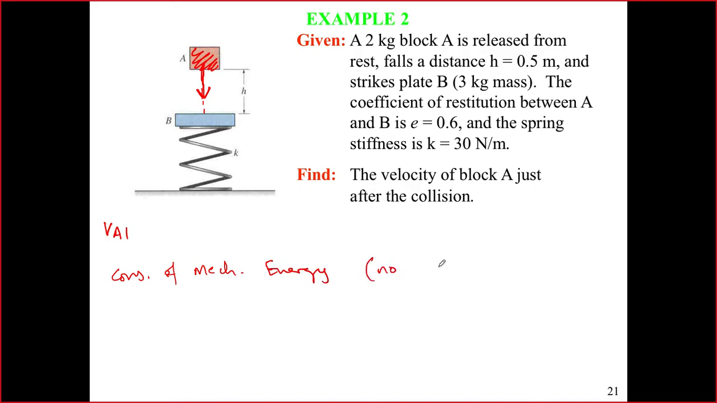Because there are no non-conservative forces acting, या फिर only conservative forces are acting. So that's why I then have T1 plus V1 is equal to T2 plus V2. Let me define the datum from here. ये जो H है, this is my datum.